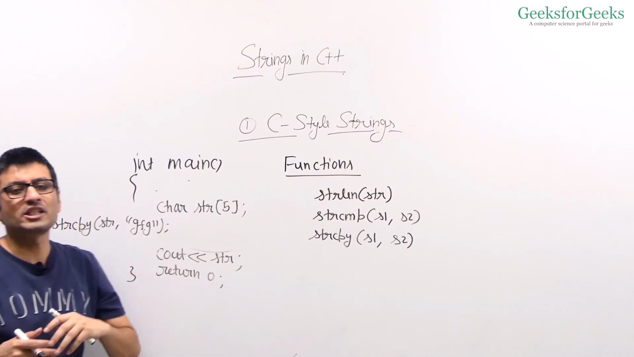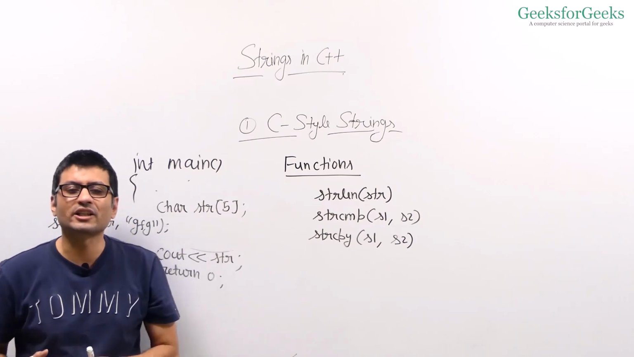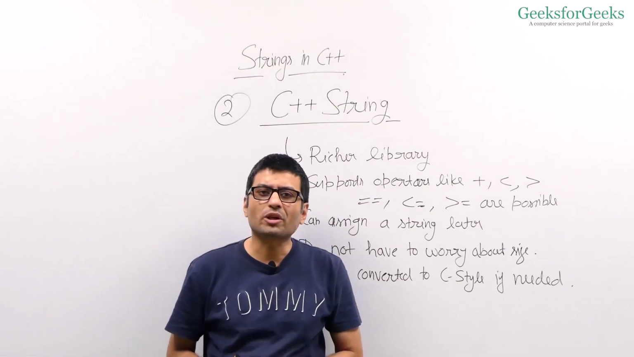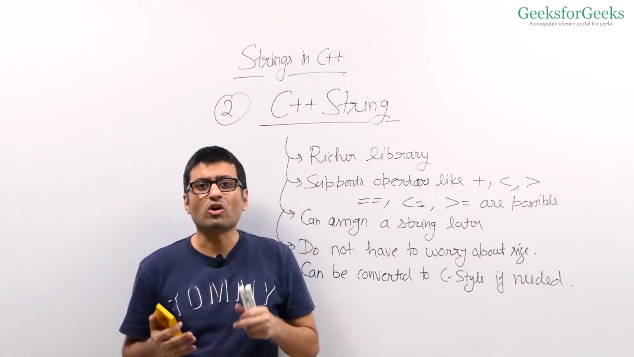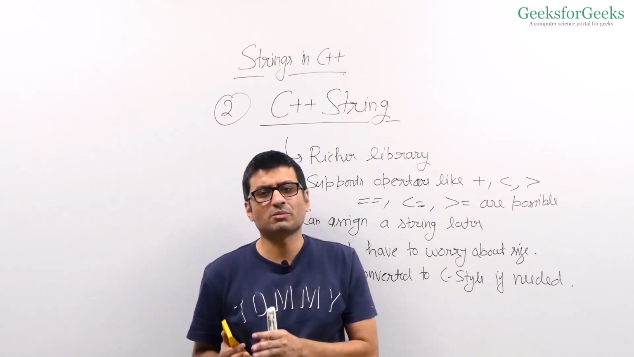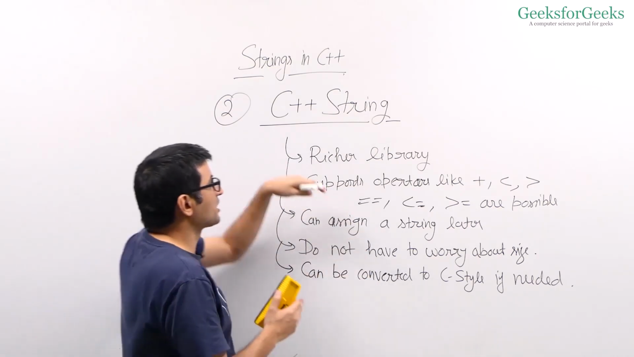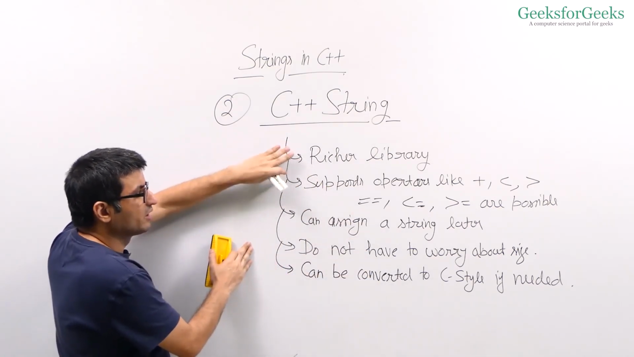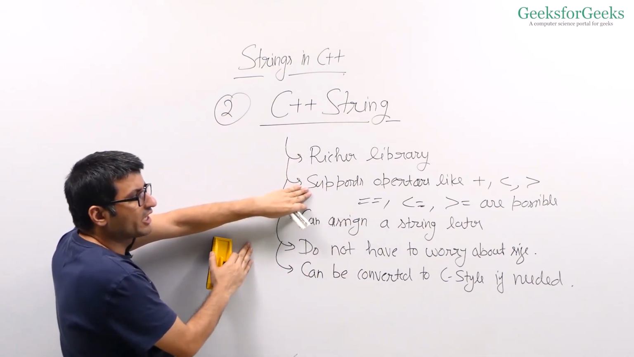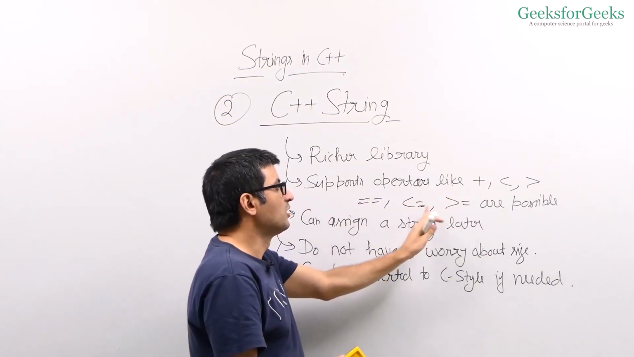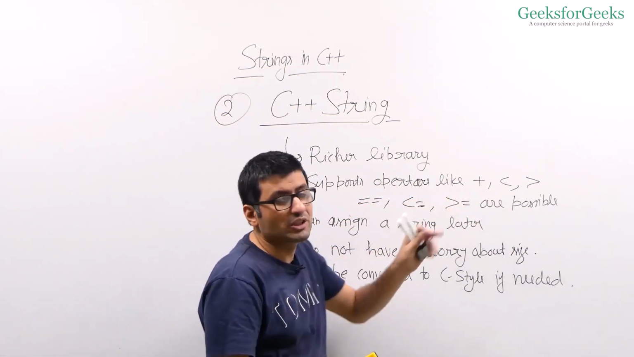So you use strcpy to assign strings to an uninitialized character array. We just talked about C style strings. It is strongly recommended to use C++ strings over C style strings. The reasons are C++ strings have richer library. They support operations like plus, smaller than, greater than, equal to, smaller than equal to, greater than equal to.